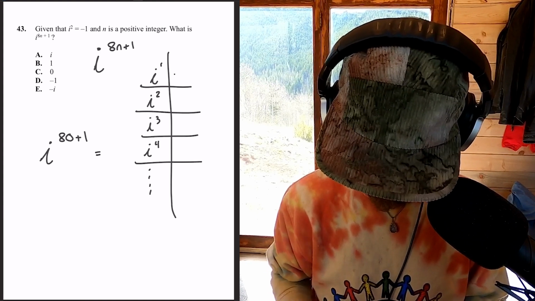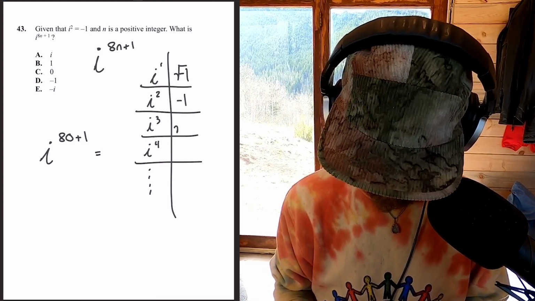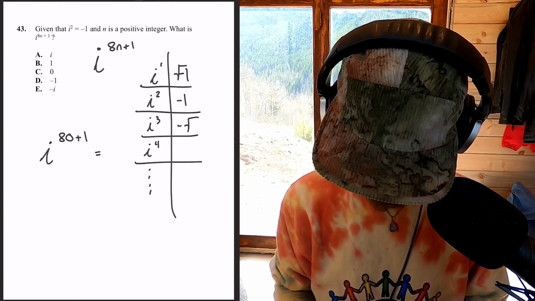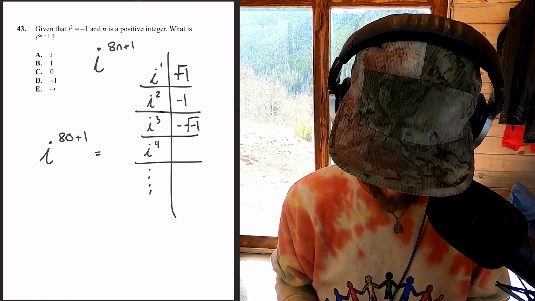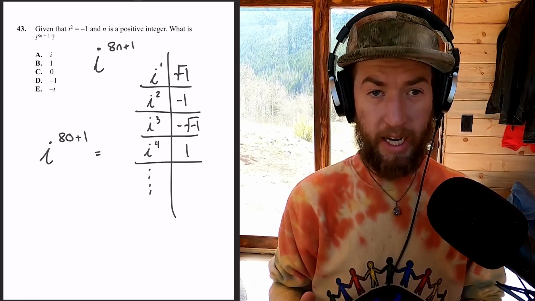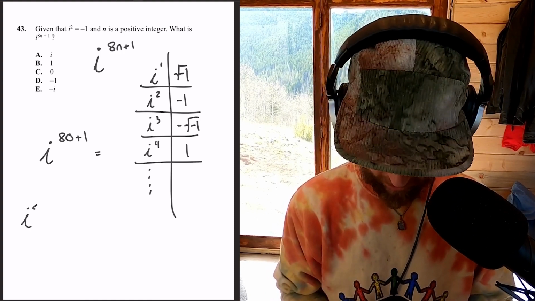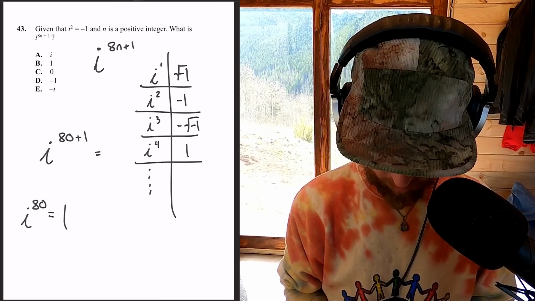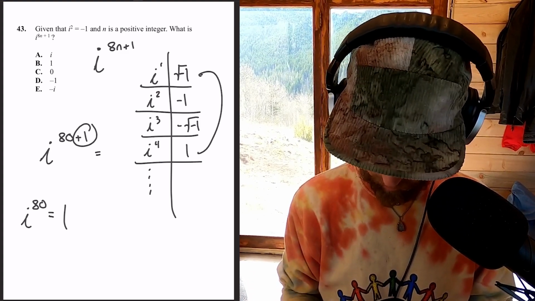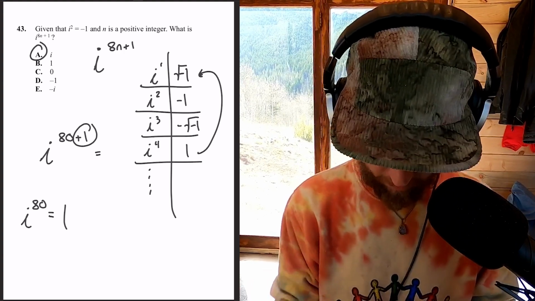So i to the 1 is the square root of negative 1. This is negative 1. This is the square root of negative 1 times negative 1, or maybe we'll just write it like this, negative square root of negative 1. And then this is positive 1, because negative 1 times negative 1 is positive 1. So 80 is divisible by 4, so we go up to 80. I to the 80th, because it's divisible by 4, is equal to 1. But then we have to do it one more time. So then we move back to the square root of negative 1, which is i.